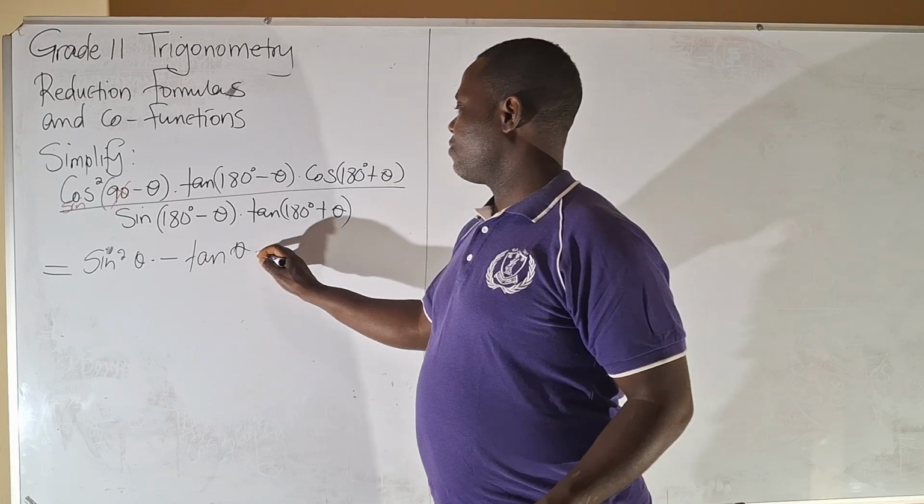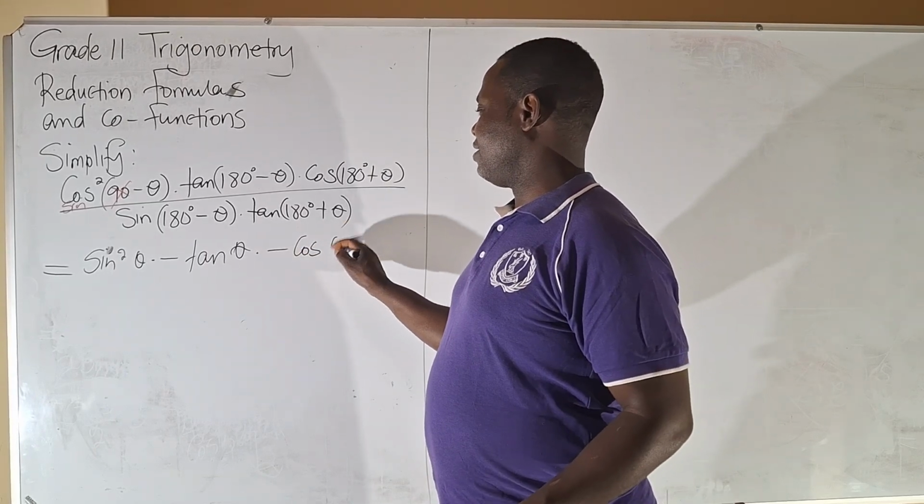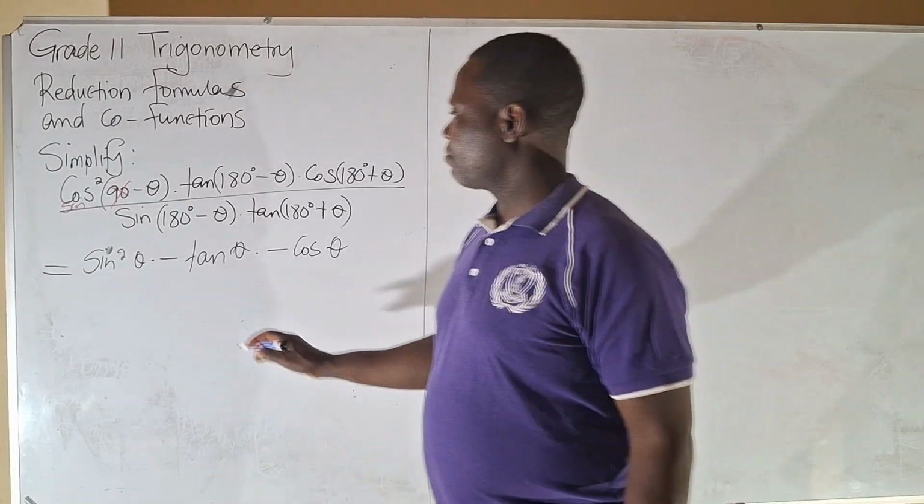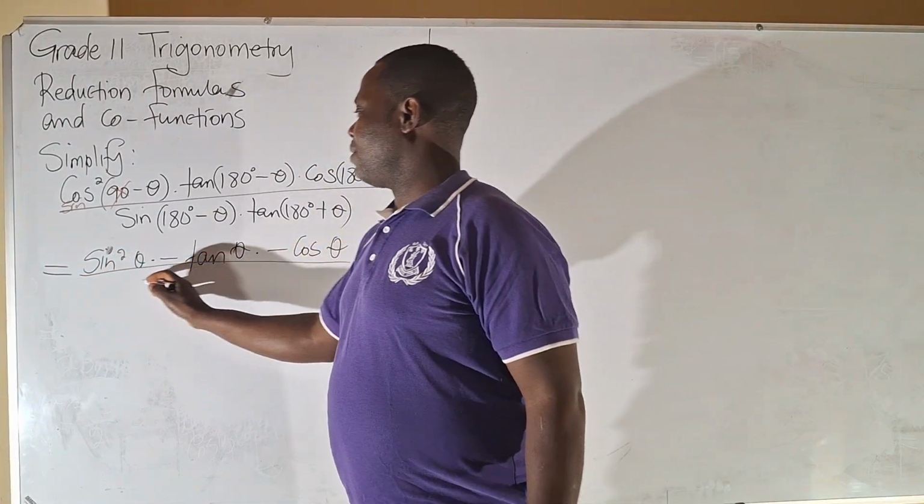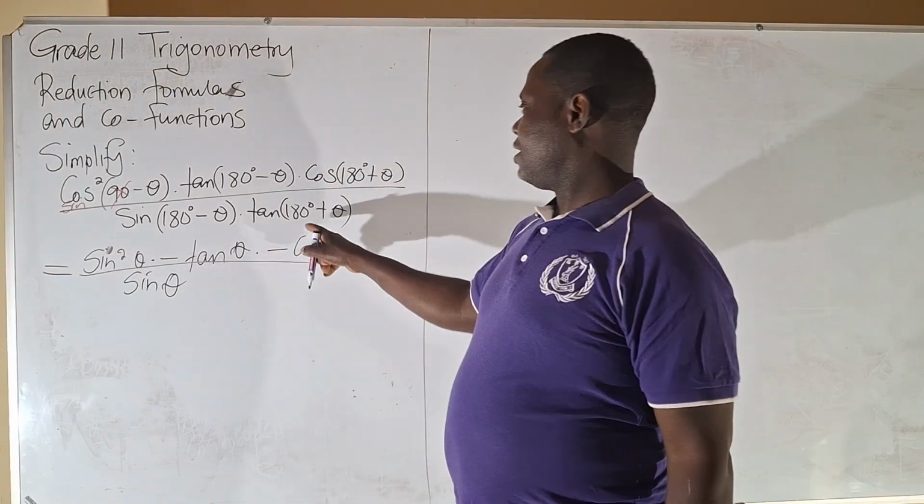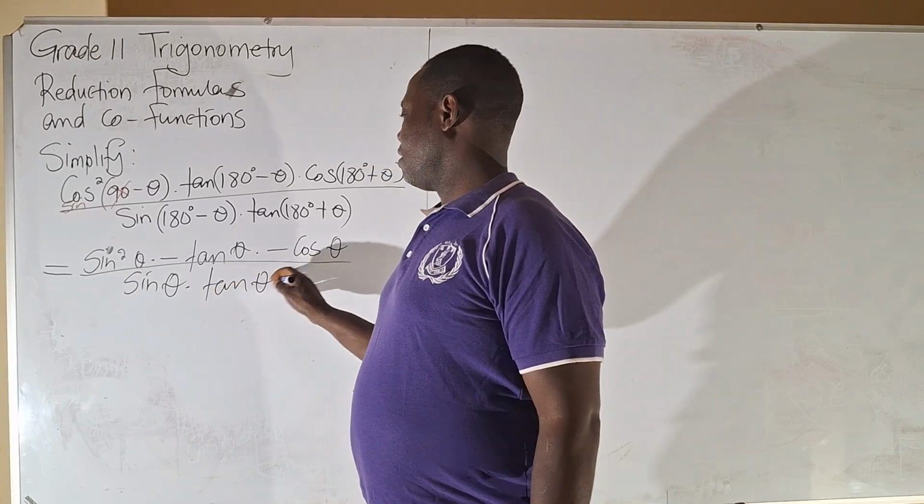The cos of 180 plus theta is equal to negative cos theta because it is in the third quadrant where cos is negative. Now at the bottom here, I have the sine of 180 minus theta, which is in the second quadrant, sine theta. The tan of 180 plus theta is equal to tan theta.